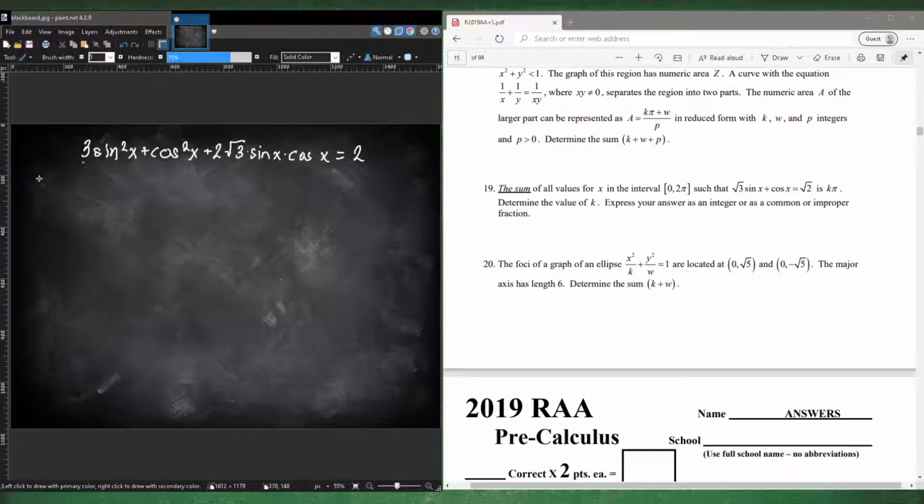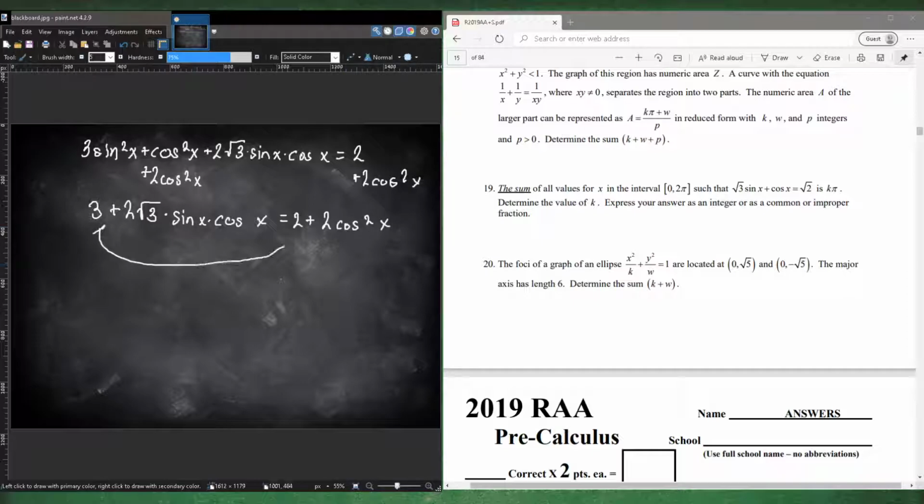So I noticed that this is a 3 sine squared of x and this is just a cosine squared of x, right? So we need to make them the same coefficient. On this side, we add 2 cosine squared of x, and 2 cosine squared of x on the other. So then this would be 3 sine squared of x plus 3 cosine squared of x, get 3 times, because sine squared of x plus cosine squared is what? Is 1. So that equals 3. Plus 2 square root 3 sine of x times cosine of x equals 2 plus 2 cosine squared x.